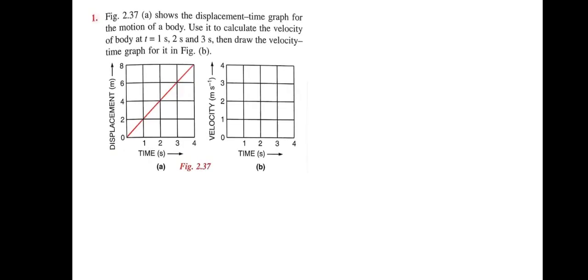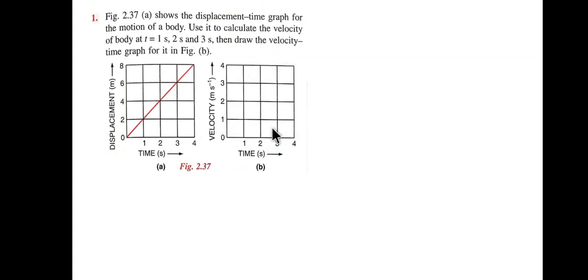Next is question number 1 from the exercise. Here figure 2.37 shows the displacement time graph for the motion of a body. Use it to calculate the velocity of the body at time 1 second, 2 seconds, 3 seconds, and then draw the velocity time graph for it in figure B. That means using this graph, we have to calculate the velocity and plot the graph out here.